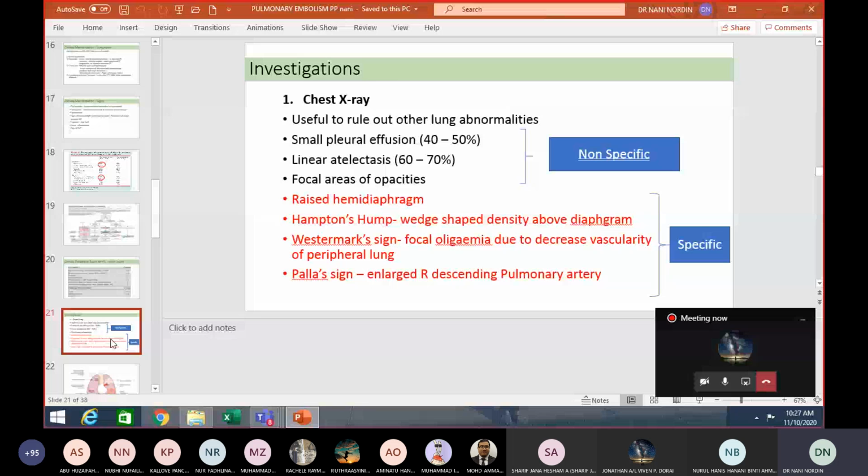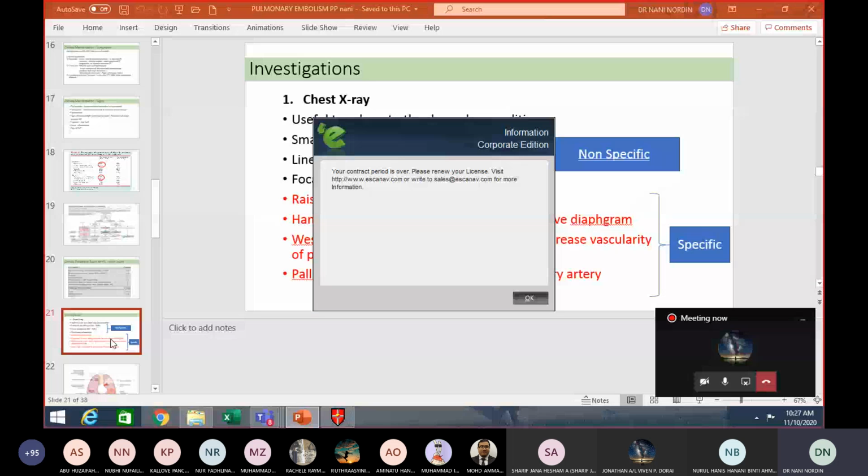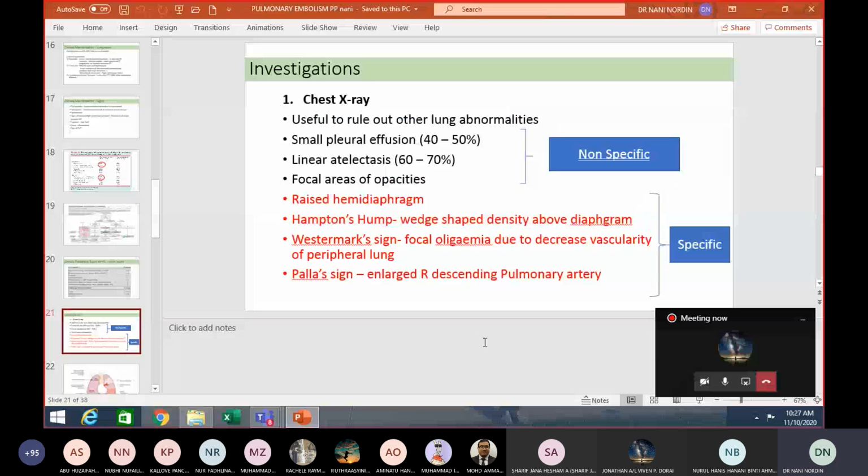Because it's just a matter of decreased VQ mismatch without any significant physical changes in the lung parenchyma, except for minor changes which you might not see on the chest X-ray. But what are the things that you can see?